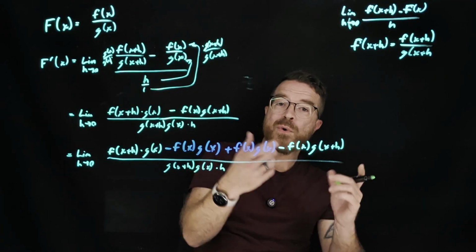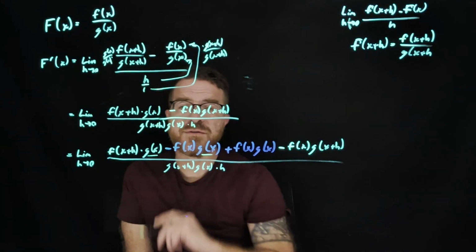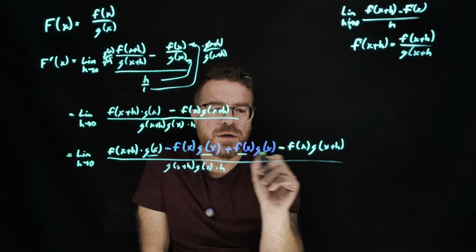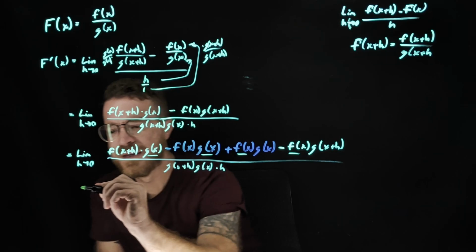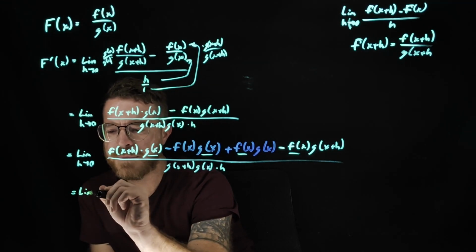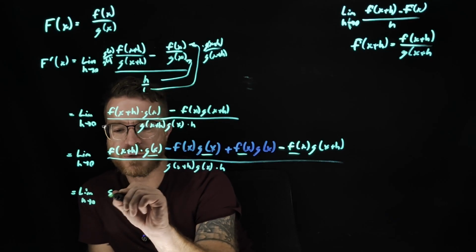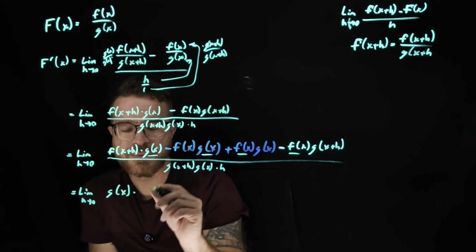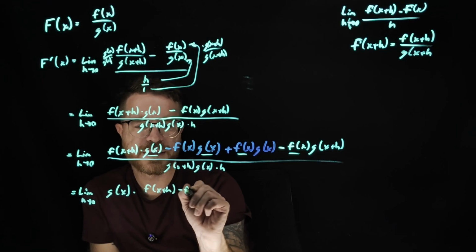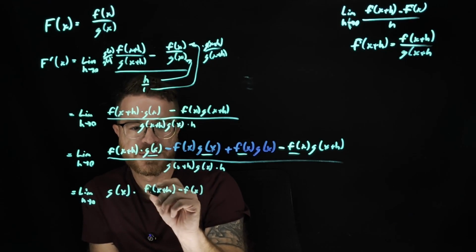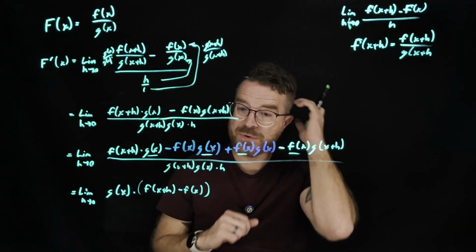Okay, so as before, we're going to see what these have in common. Well, these two both have a g of x. These two both have an f of x. So let's do what we did before. Let's pull those out. So this is going to become the limit as h goes to 0. I'm going to pull g of x out. So g of x times f of x plus h minus f of x. I'll just put this in parentheses so we know this g of x is multiplied by both of these.